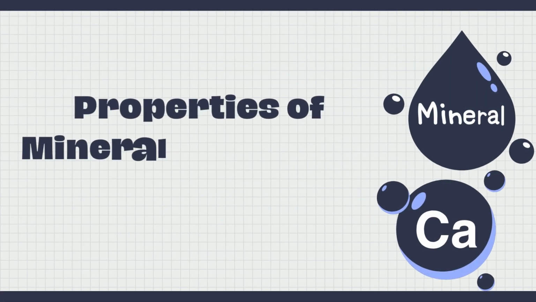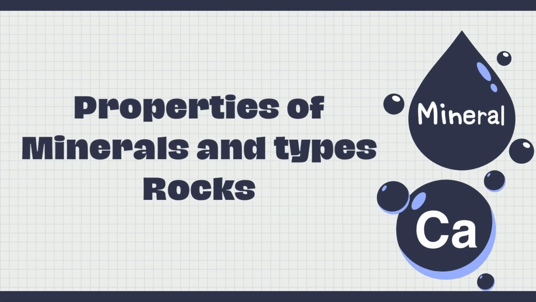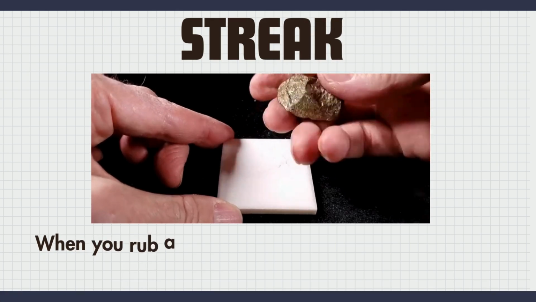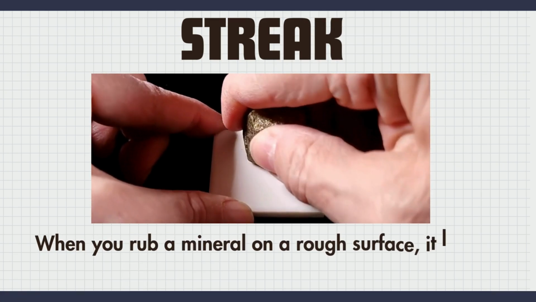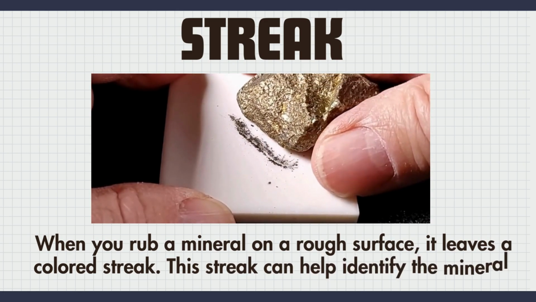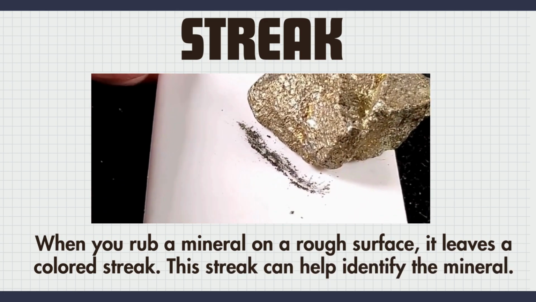Now, let's explore the fascinating properties of minerals and the types of rocks. First, color. Many minerals appear similar, but tiny amounts of certain elements can dramatically change their color. Next is streak. Rubbing a mineral on a rough surface leaves a colored streak, which helps in identifying minerals.